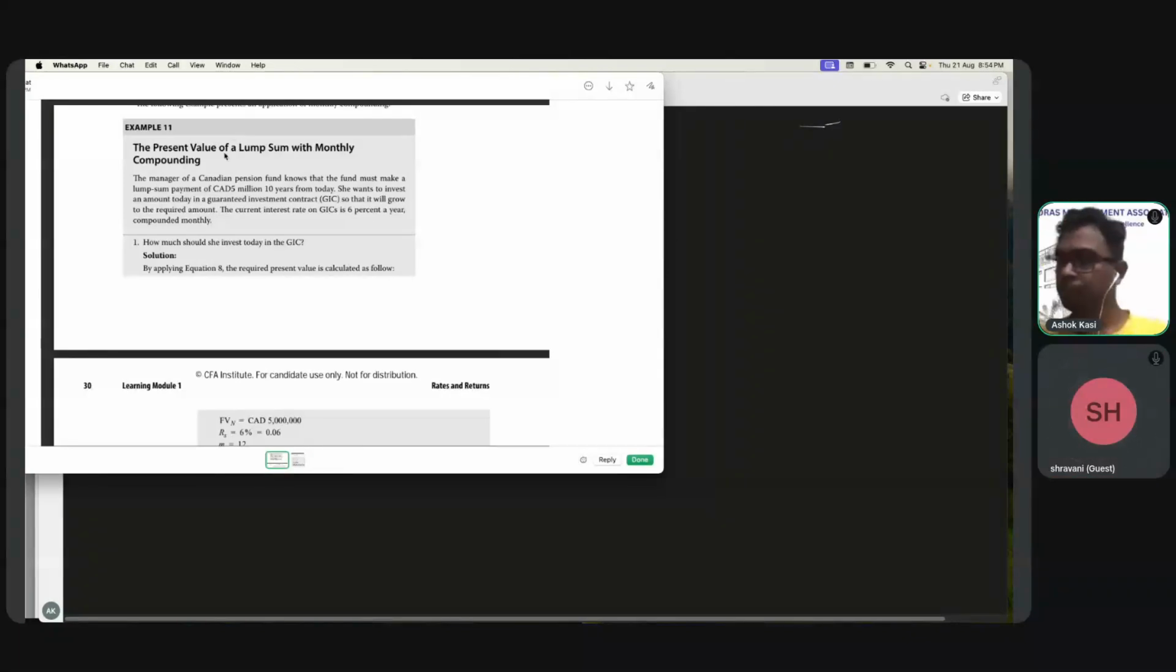The present value of a lump sum with monthly compounding. The manager of a Canadian pension fund knows that the fund must take a lump sum payment of Canadian dollar 5 million 10 years from today. She wants to invest an amount today in a guaranteed investment contract so that it will grow to the required amount. The current interest rate on GICs, that is guaranteed investment contract, is 6% a year, compounded monthly. How much should she invest today?